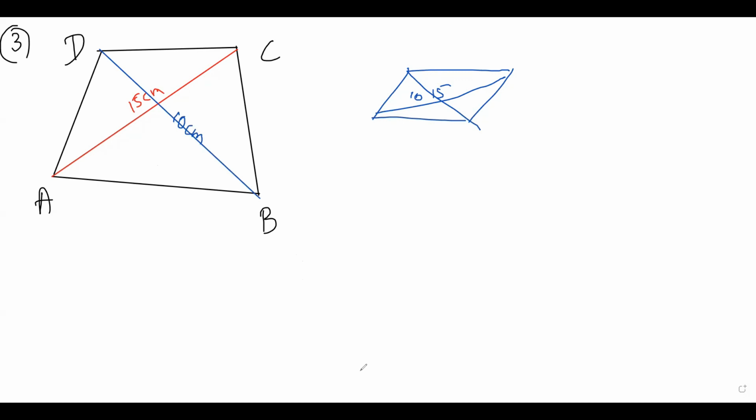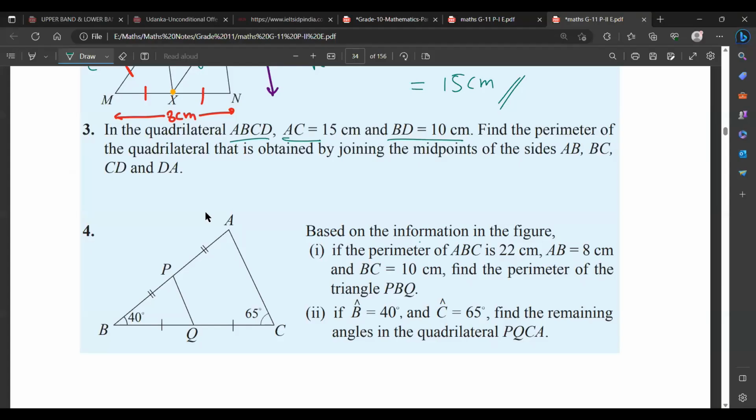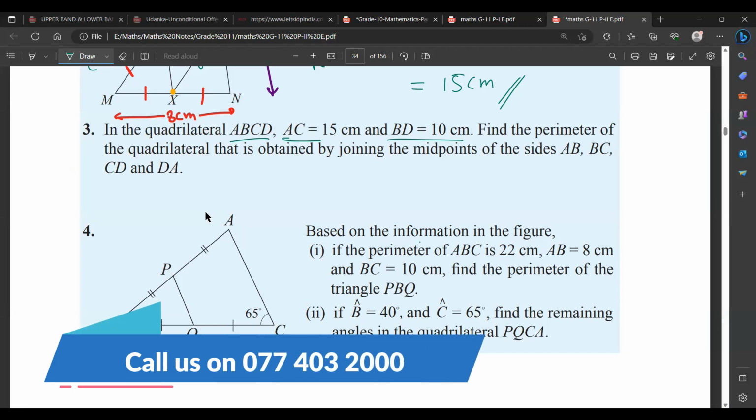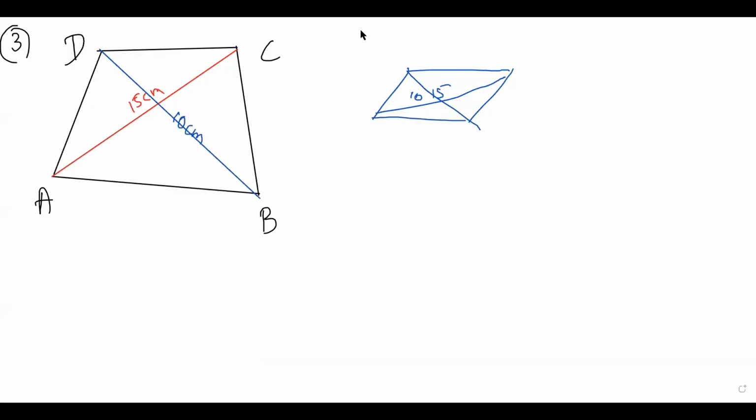They are asking AC 15, okay. Find the perimeter obtained from the midpoints of AB, BC, CD, and DA. They are asking the midpoint like this. I draw with another color. AB midpoint, BC midpoint, this one midpoint, and this one midpoint. Okay, they are asking the perimeter of this one.